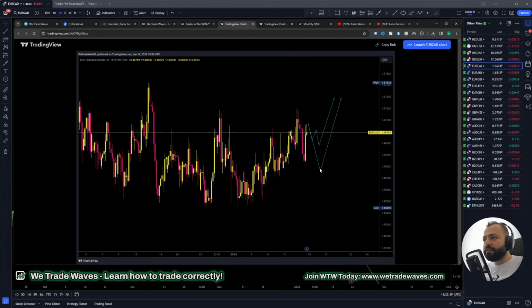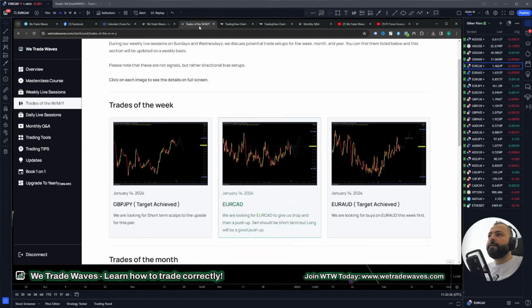So we've got this wave to the downside. Now we're expecting market to push up. Anyway, more updates regarding trades of the week will be shared by T during the Sunday session. So back to the last one as trade of the week. Again, all of these guys were shared on January 14th.